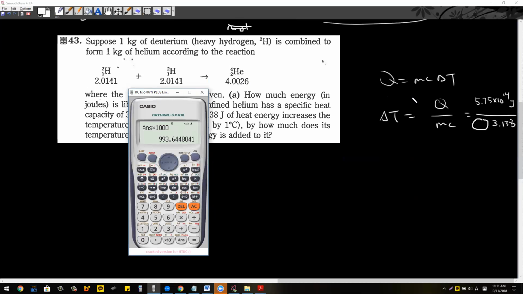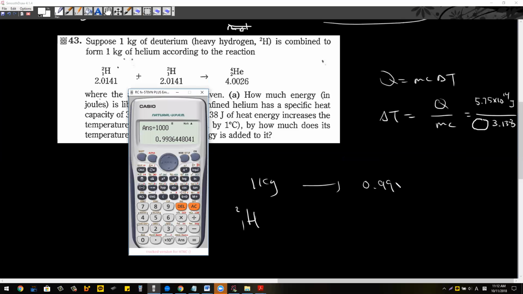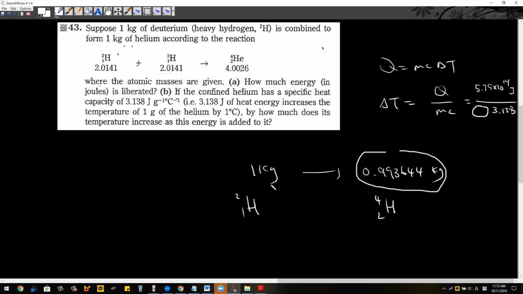But there is actually an easier way of figuring out this mass here. Yeah. And it kind of makes sense, right? Because you started with 1 kilogram of deuterium. This turned into 0.99364 kilograms of helium. Is that right? Yeah. So we figured out this quantity through this complicated process. We took sort of a detour, but there's a quicker way to get there. Have a look.